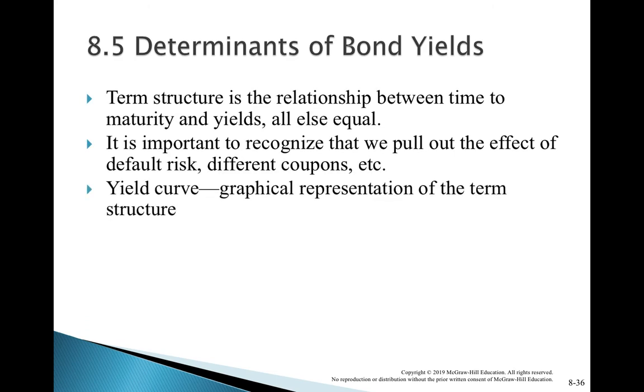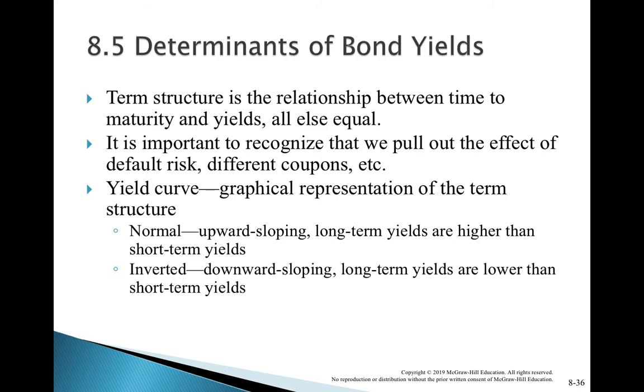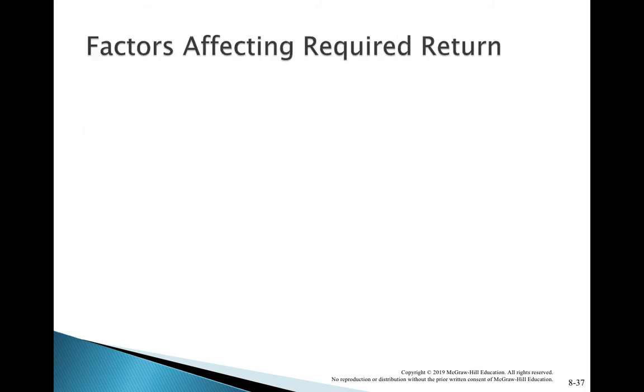So, determinants of bond yield and term structure. We have discussed the price risk and the reinvestment risk with the term and with the coupon. Term structure is the relation between time to maturity and yields, all else equal. It is important to recognize that we pull out the effects of default risk, different coupons, etc. The yield curve is a graphical representation of the term structure, the expected yield if the bond is held till maturity. Normal, upward sloping: long-term yields are higher than short-term yields. Inverted, downward sloping: long-term yields are lower than short-term yields.